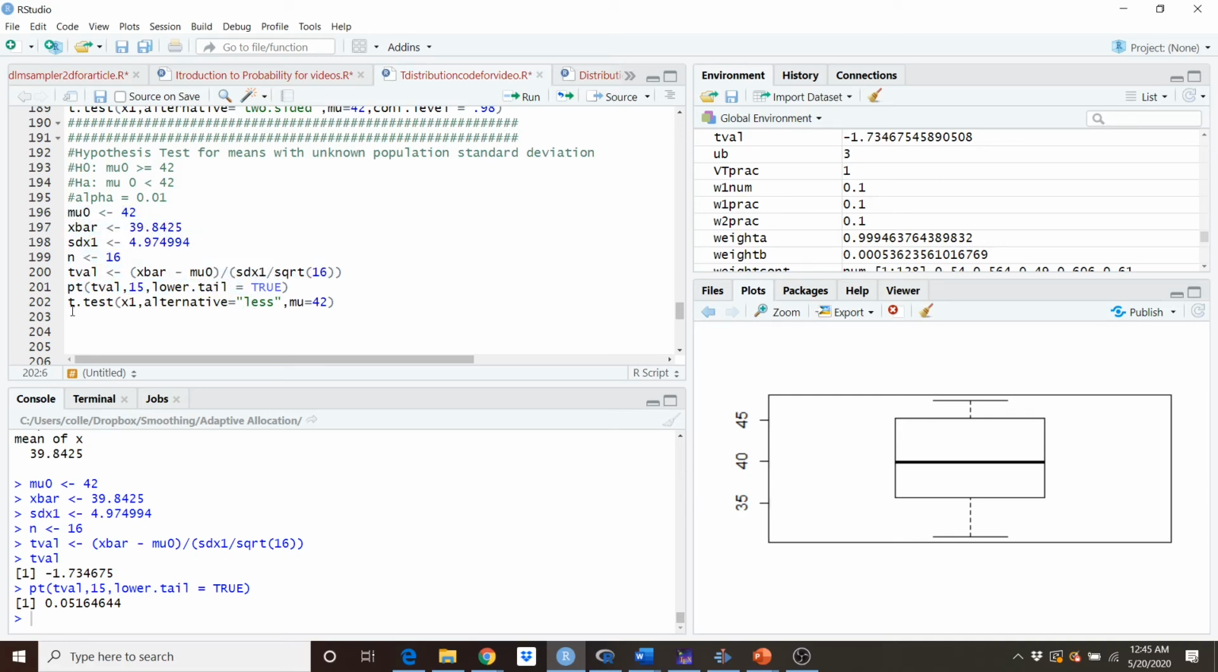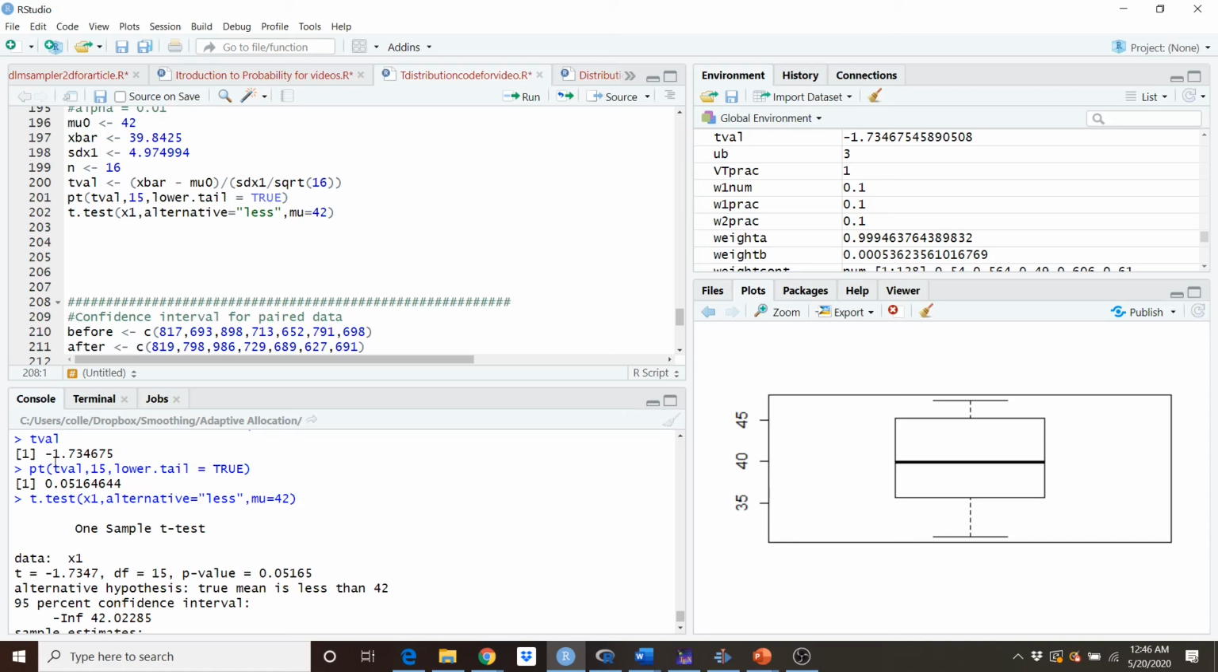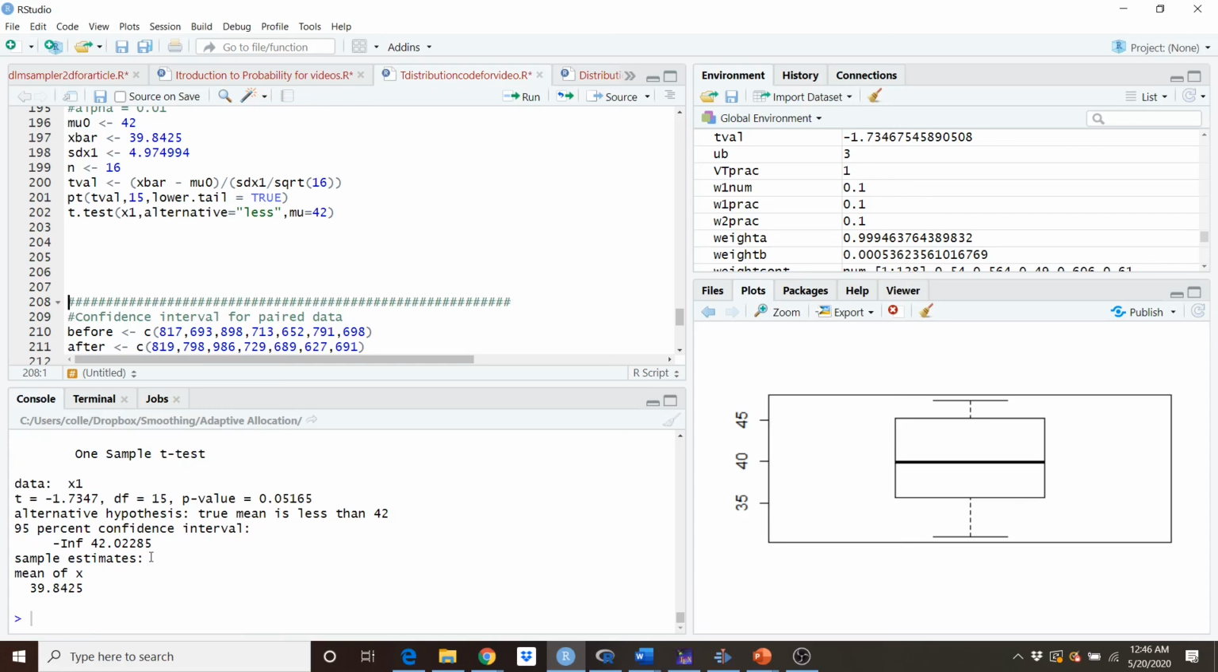This is just using the function t.test. Again, my x1 values. Here I've got alternative equals less, and I've got mu equals 42. So let's see what this gives us. Notice I get my t value, negative 1.7347, my degrees of freedom, 15, and a p-value of 0.05165. Let's compare. My t value the long way was negative 1.734675, and here negative 1.7347, so just rounded. My p-value the long way was 0.05164644, and here 0.05165.